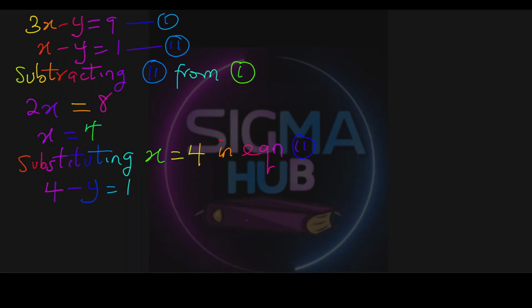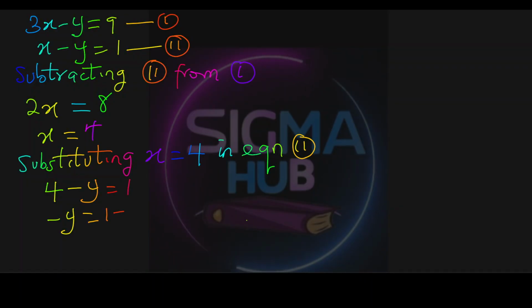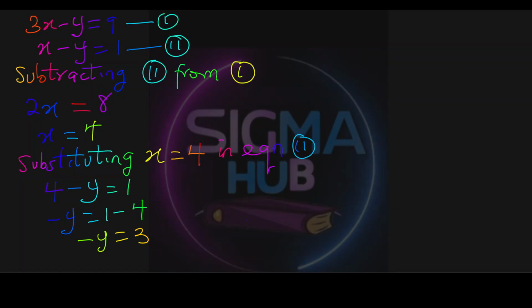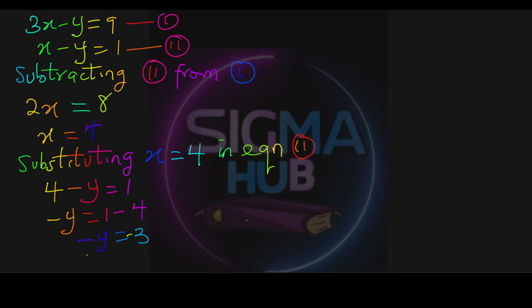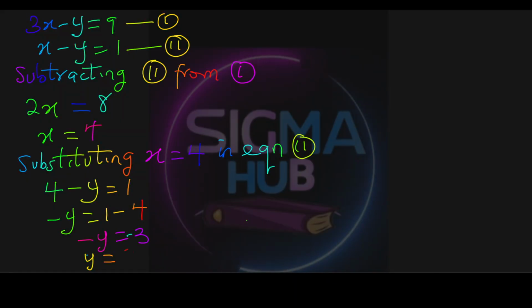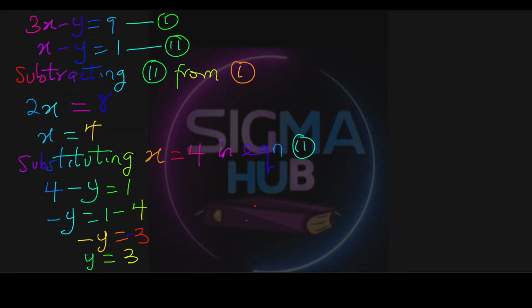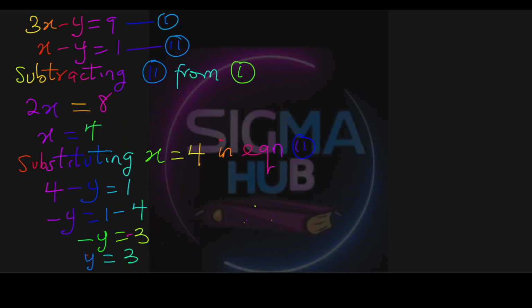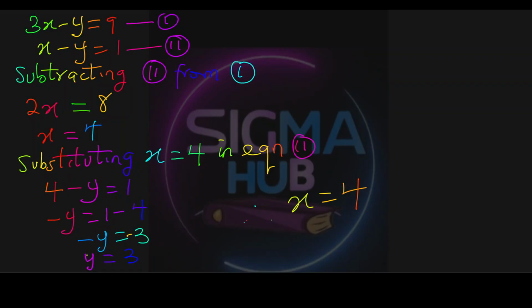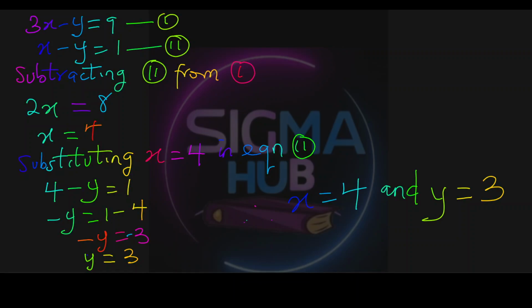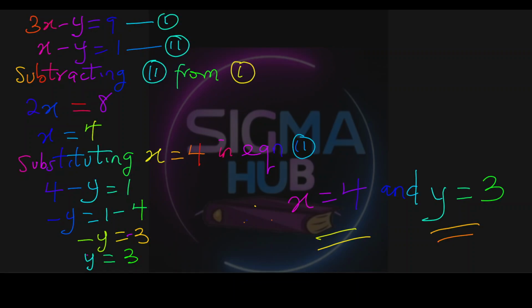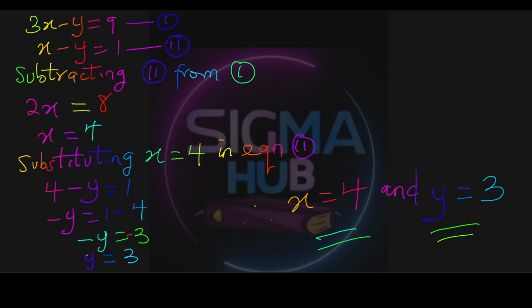So we can easily see minus y equal to 1 minus 4, minus y equal to minus 3. Sorry, and as such, we can say y equal to 3. So therefore, x is equal to 4 and y is equal to 3, and that's our final answer. You can see how simple all these things are.